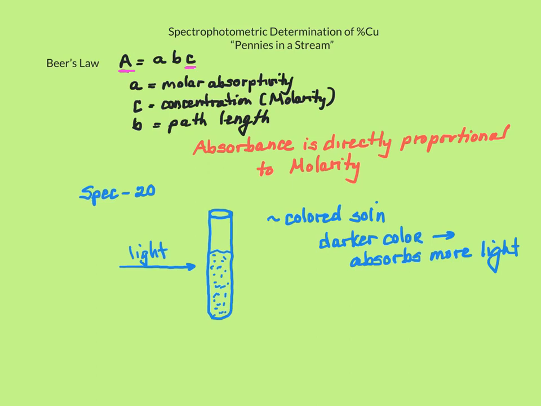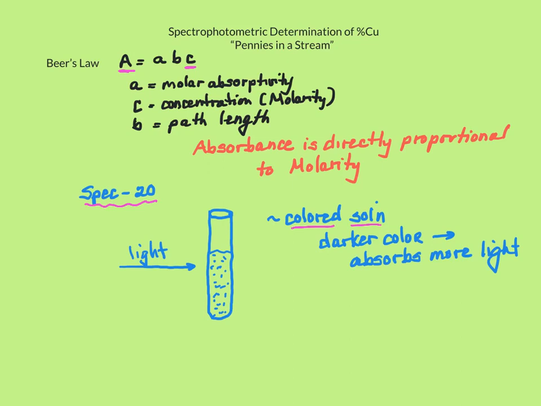So what is absorbance? Well, we have these instruments called a Spec 20, and what it will do is shine light through a solution. The solution needs to be colored. Our solutions are going to end up being blue. The darker the color, the more light it will absorb. So if you have a solution that's pretty dilute, kind of a light blue, it will have a small absorbance. It will only absorb a little bit of light. If it has a higher concentration, or it's darker blue, it will absorb more light.